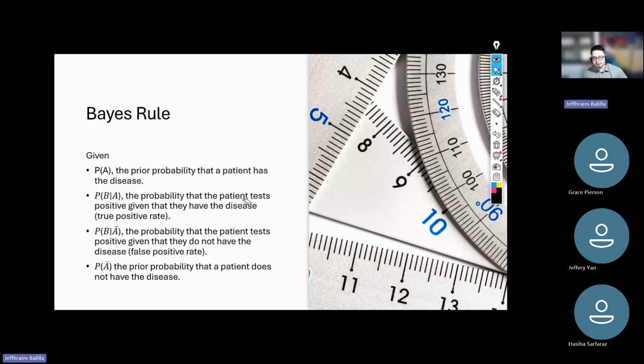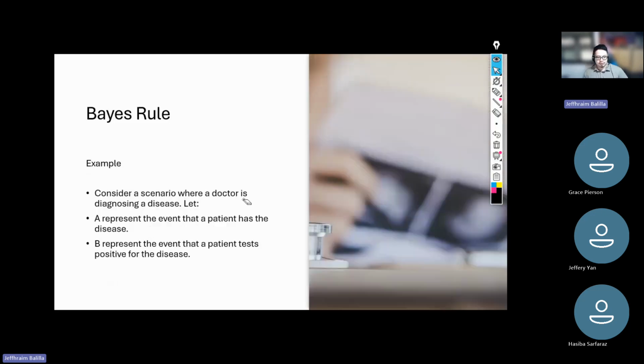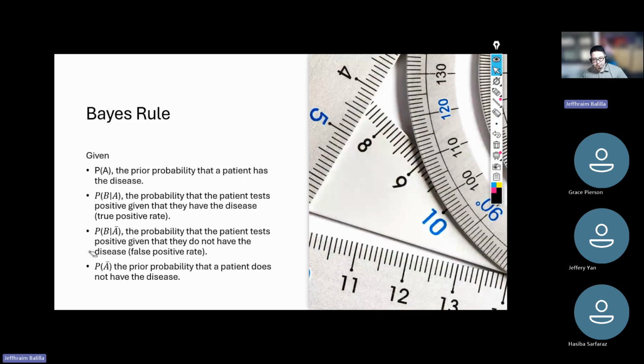Probability of B given A is the probability that the patient tests positive. It tested positive given that they have the disease. This is the true positive rate. This is what we want to be very high. You have the disease and you tested positive. Okay, it's bad if you have a very low true positivity rate, because you are having more false positives, right? You're saying that a person has a disease even though they don't have.